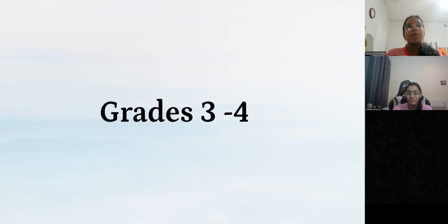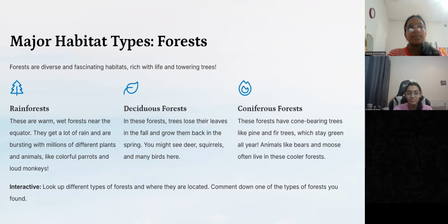Everything we're going to talk about now is going to be relatable for grades 3 to 4. We're going to talk about the major habitat types. First of all, we're going to start with the forests. We have three different types of forests. We have the rainforest, the deciduous forest, and the coniferous forest.